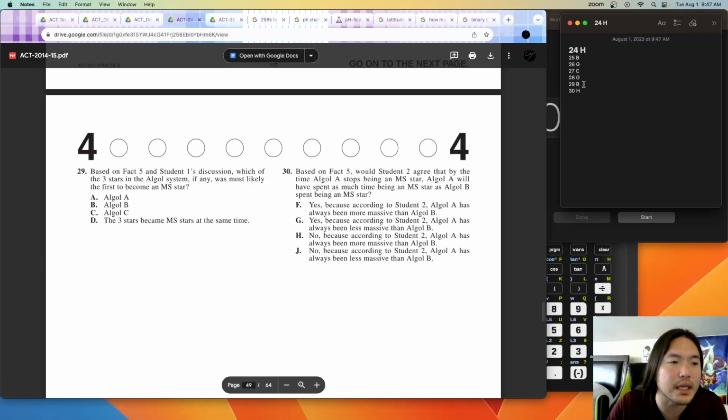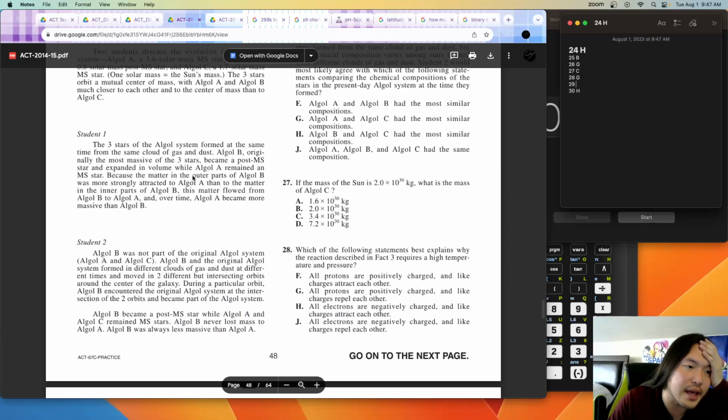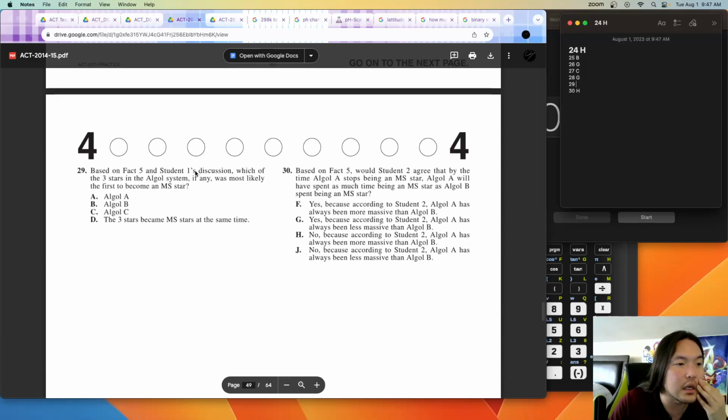No, okay, this one, I need to fix 29. I actually messed up. For some reason I thought angle B was the most massive, but angle B is not the most massive? Wait a minute. Let's think this through. It's because student 1 thought that angle B was most massive initially. Okay, so I think I had it right before. Oh god, there's lots of things going on in question 29, right?